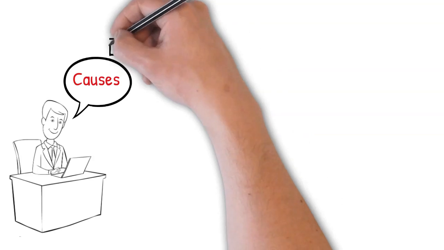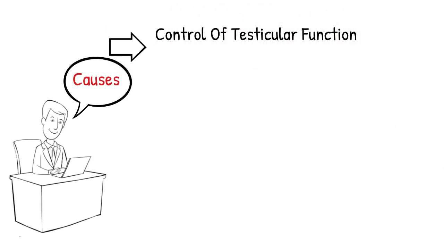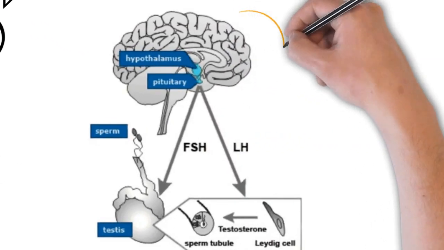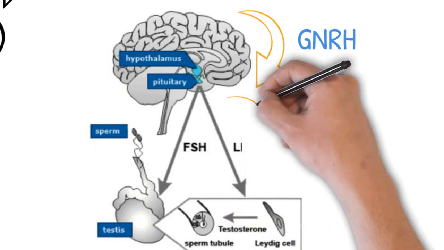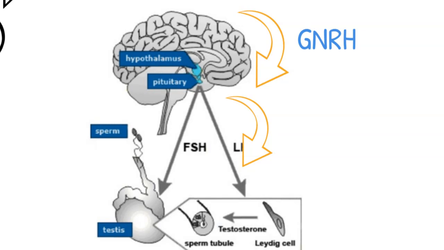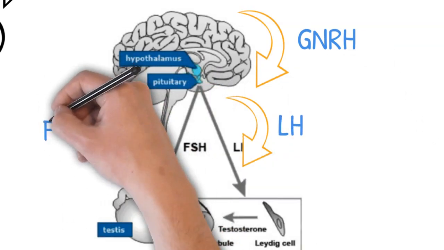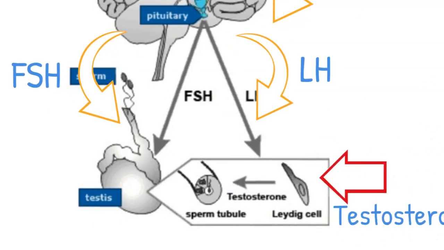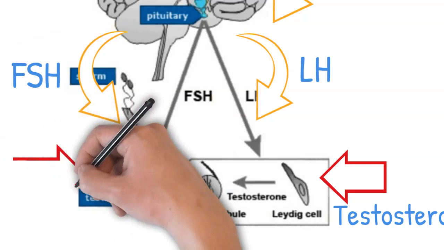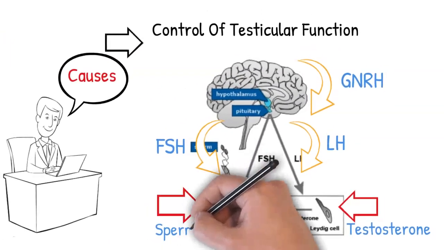علشان نقدر نقسم الكوزز بتاعة الميل infertility كويس، لازم نفهم الأول الكنترول of testicular function. Initially, the hypothalamus secretes the GnRH أو gonadotropin releasing hormone, which in turn stimulates the pituitary gland to produce both LH and FSH. LH in turn stimulates the Leydig cells in the testes to produce testosterone, and FSH stimulates the Sertoli cells of the testes for spermatogenesis.